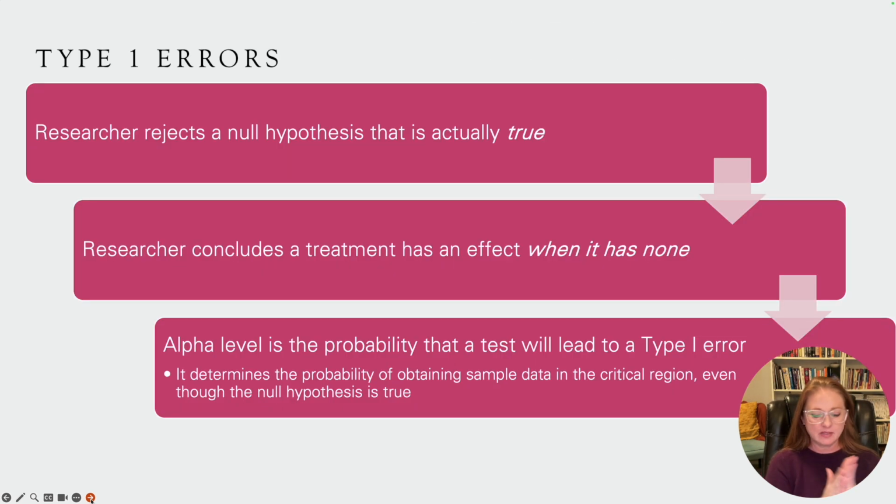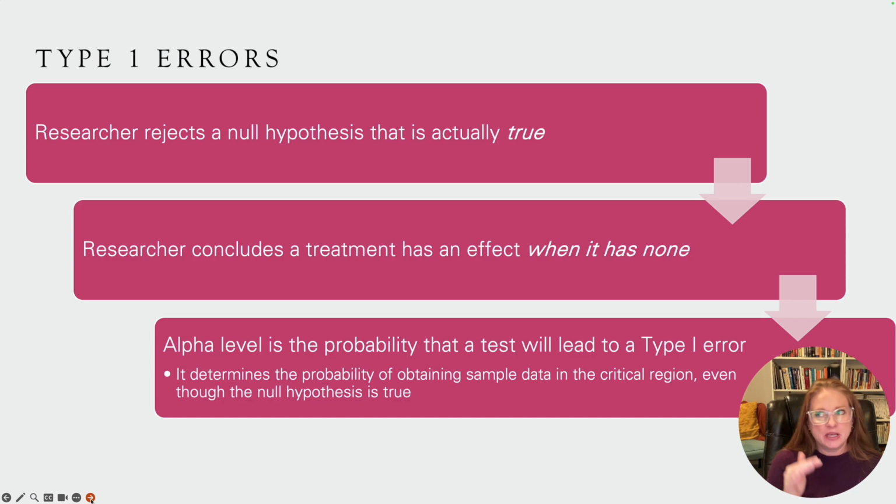Okay, some of the errors that can occur. Type 1 and type 2. Let's start with type 1. Okay, in a type 1 error, the researcher claims to have found something basically and really hasn't. Okay, so the researcher rejects the null hypothesis, and the null hypothesis really should have stood. That hypothesis is actually true. Okay. So the researcher concludes a treatment has an effect when there really isn't one.